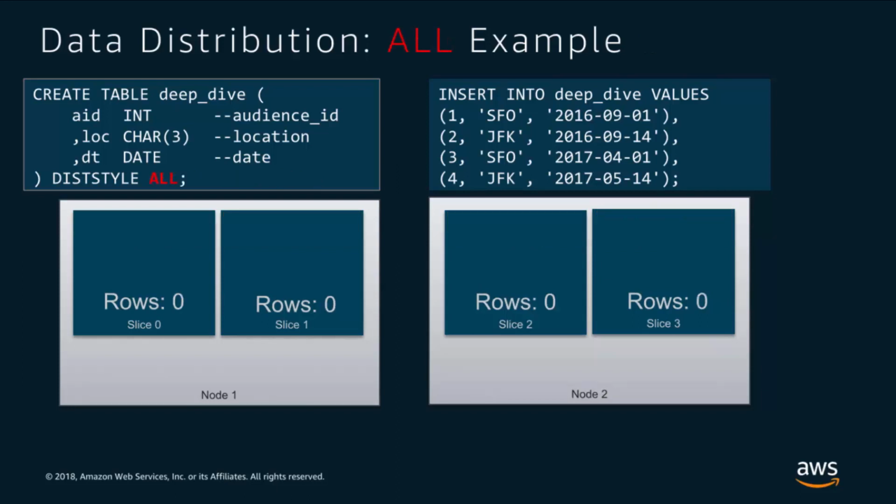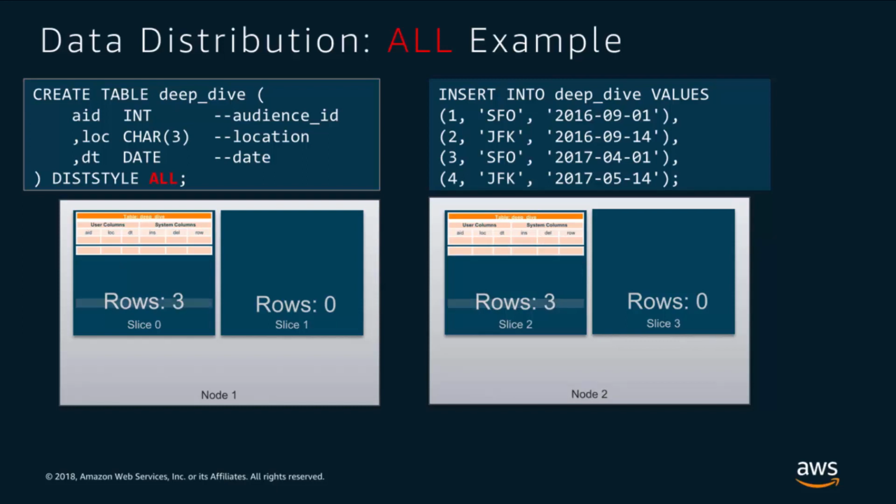Now, distribution style all. What this distribution style does is, like I said, we store one copy of the data on each node. And how we do that is we write each row to the first slice on each of the nodes. So we end up with a complete copy, all 4 rows on the first slice of each node.